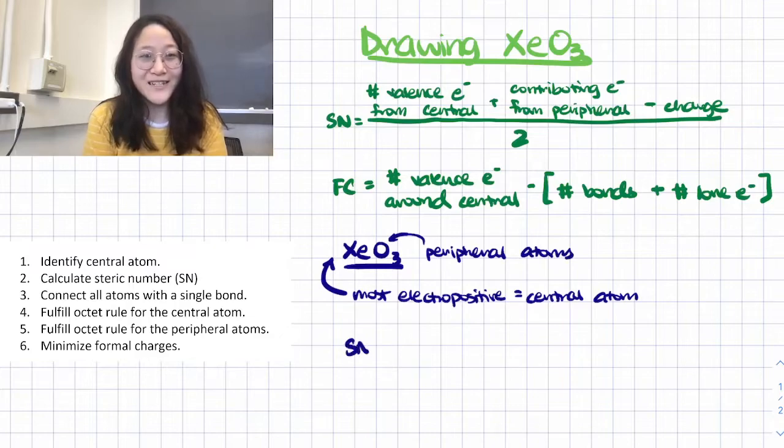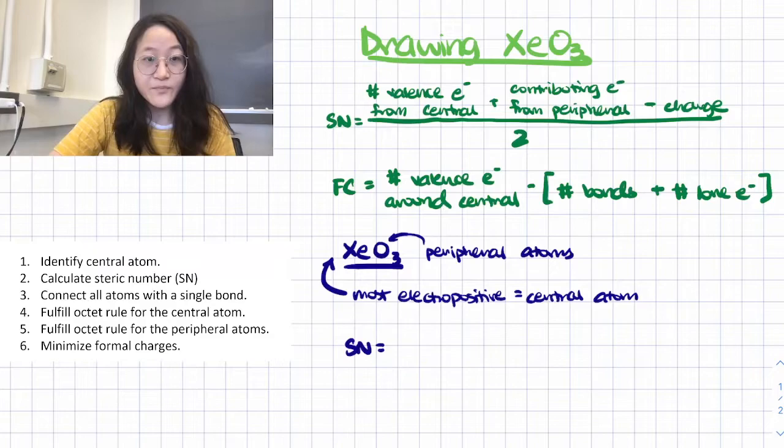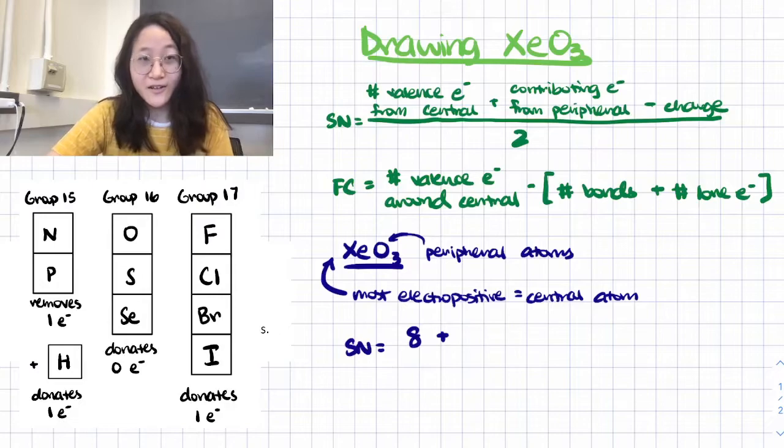So you can already see at the top there, we have our steric number formula, which reads that steric number is equal to the valence electrons from the central atom plus the contributing electrons from the peripheral atoms, subtracting charge. And in this case, we have 8 valence electrons from our central atom xenon, and then we need to revisit that handy-dandy chart in our left-hand corner here, which gives us the contributing electrons from our peripheral atoms.